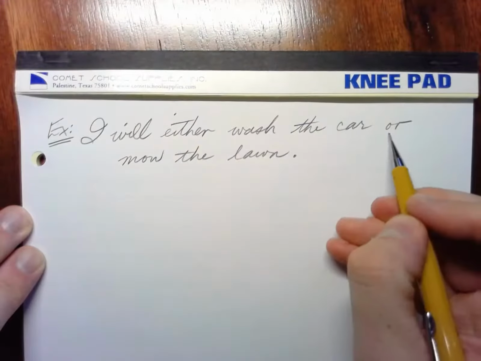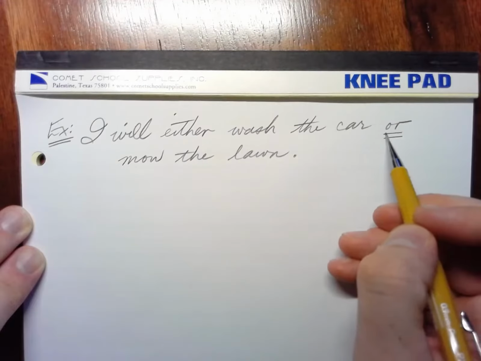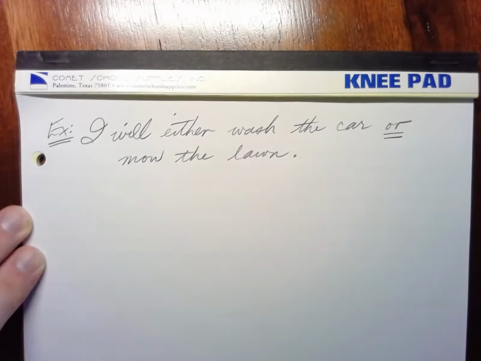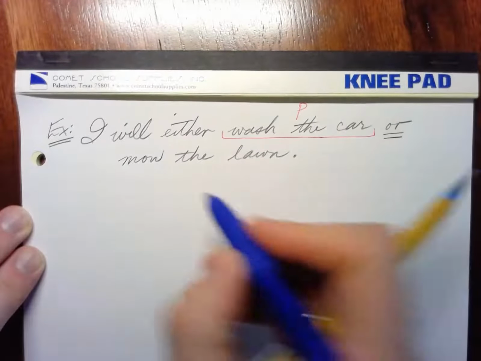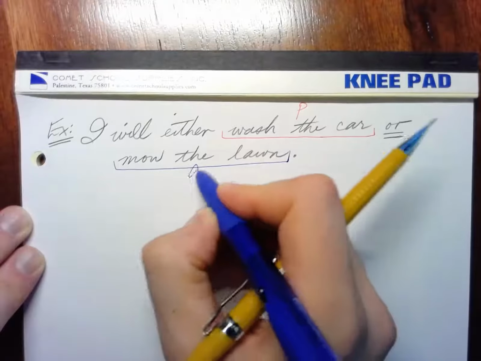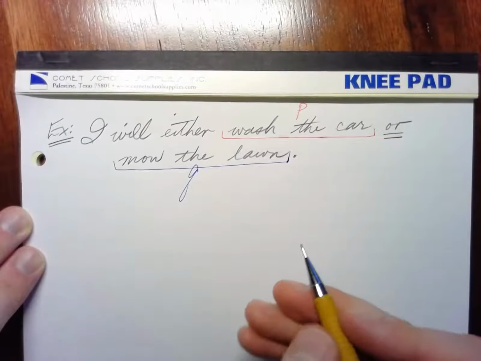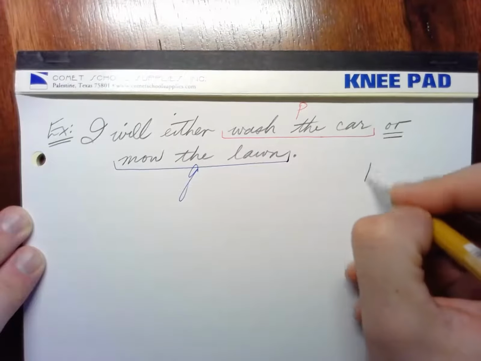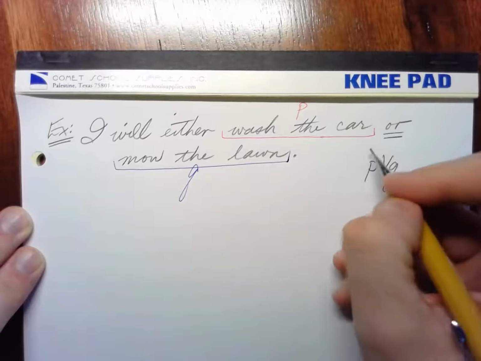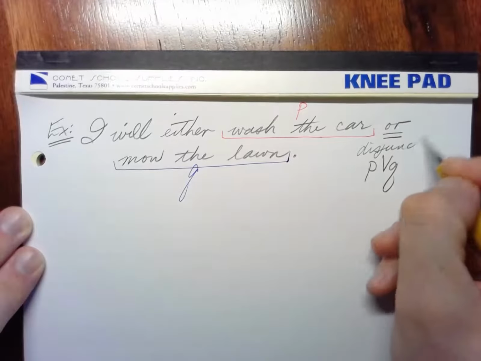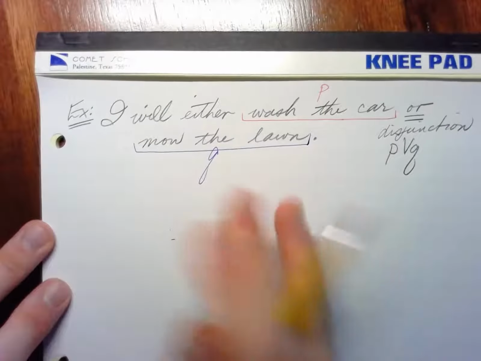Okay, this is or. So if we say washing the car is P and mowing the lawn is Q. Okay, I'm going to do one or the other. So really as it stands right now, I could write P or Q, right, using my disjunction here. Remember disjunction? Right, disjunction. But let's rewrite this.